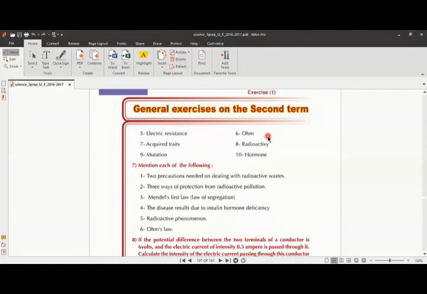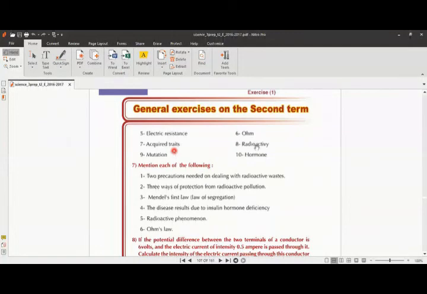Okay, the acquired trait, it is a trait that isn't transmitted from the parents to the next generation. They are the traits that aren't transmitted from parents to the next generation.